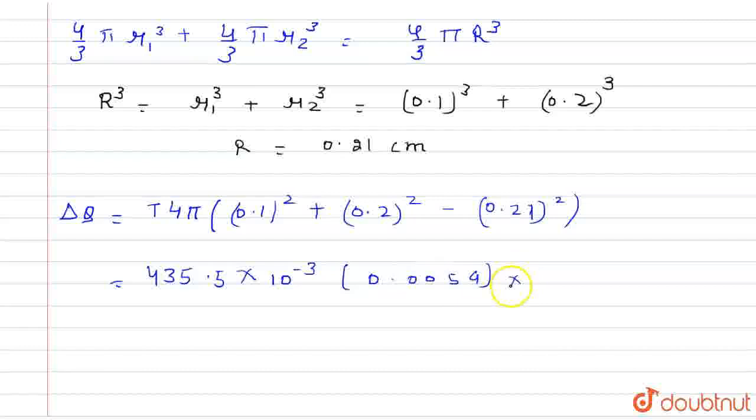0.0059 into 4 pi, means 4 into 3.14. And if we calculate, we get 32.33 into 10 raised to power minus 7 joule. Delta Q is equal to 32.33 into 10 raised to the power minus 7 joules. This is the answer. I hope you understand.